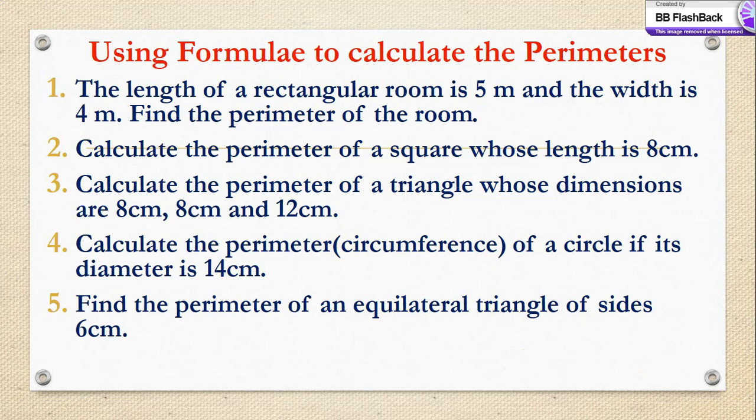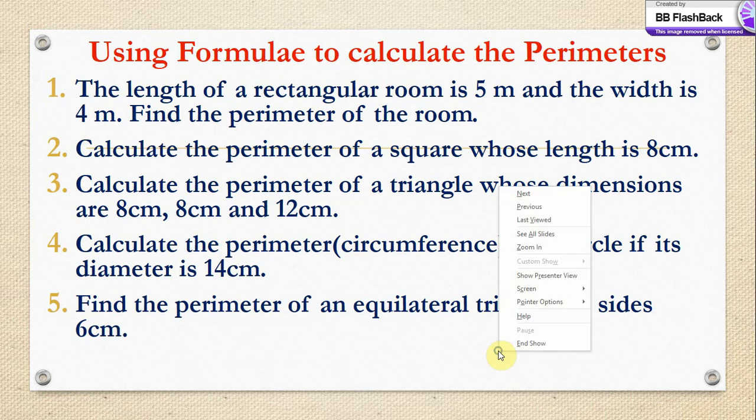So let's move to the next question. That's question 4. Calculate the perimeter, in brackets circumference, they're the same, of a circle if its diameter is 14 centimeter. Now we're given diameter, we need radius. What is radius? Radius is diameter over 2. Radius is half of a diameter. So since diameter in this instance is 14 centimeter, then the radius will be half of it, that is 7 centimeter. I'm going to show you how it is 7 centimeter.